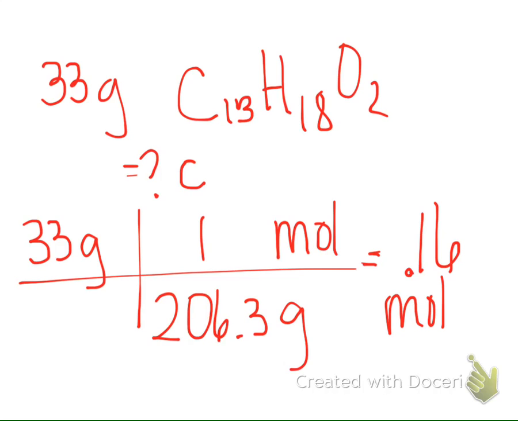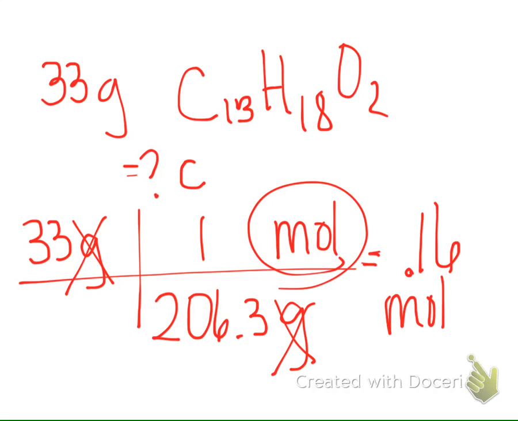Okay, that's because moles is what's left on top. Remember, we canceled grams, and we end up with moles, so that's our unit. So this is how many moles of this substance that we have. Okay, we were given 33 grams of it. This is how many moles we have of it. Okay, now we want to convert from moles of ibuprofen to moles of carbon.